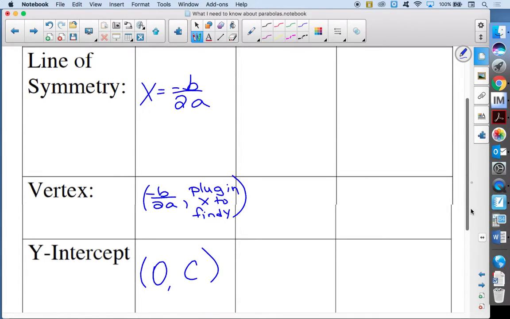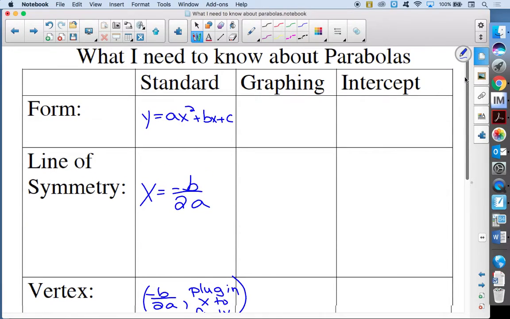Okay. So the second form, it says it's graphing form. The other word that we used was vertex form. So if you look at the middle column, the vertex form would go with the middle column. So if you want to label it as vertex and graphing, they're pretty much called the same thing.